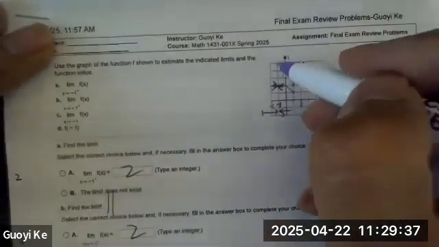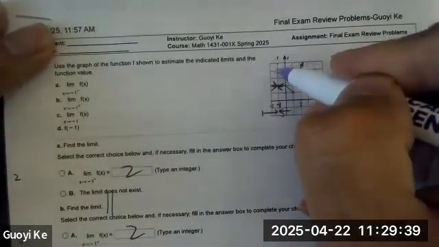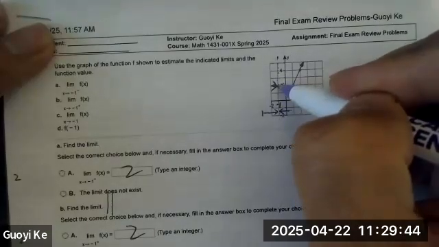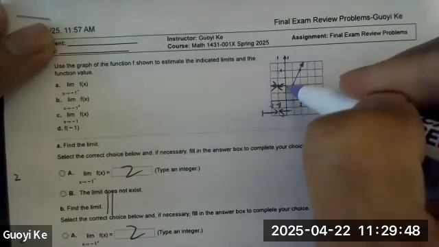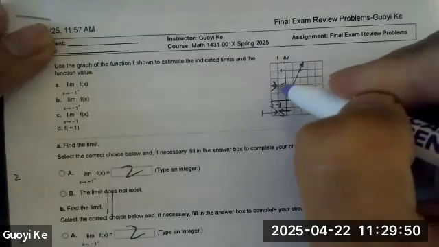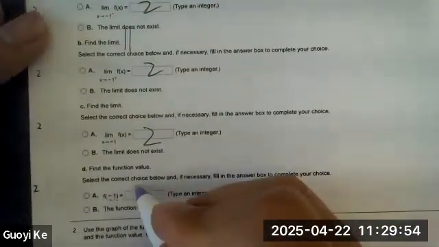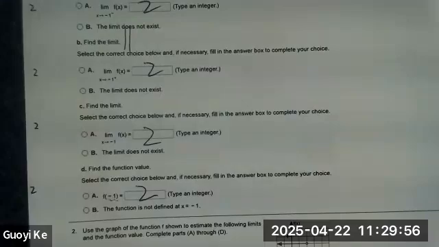How to find f(-1)? Just draw a vertical line, and we find a solid point here. The y value corresponding to this solid point is 2. So the answer should be 2.